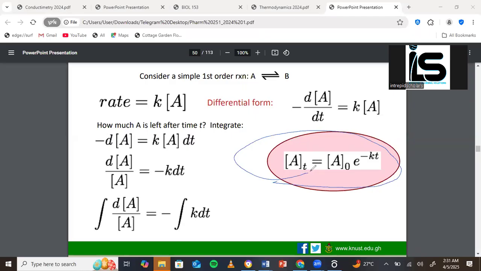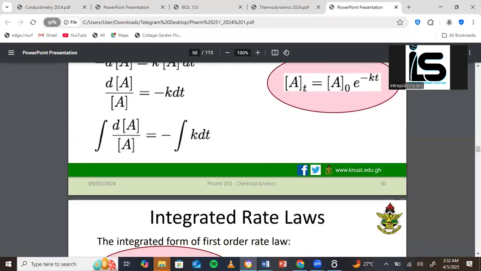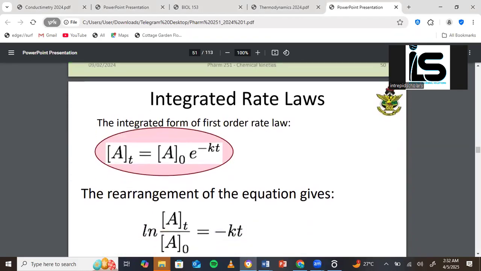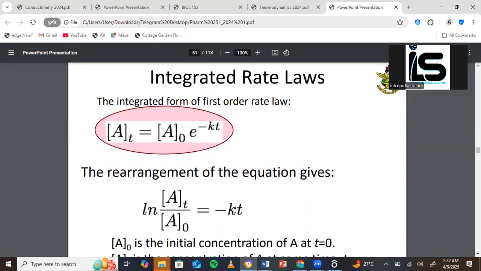Very important. The formula is A_t, that is the amount at any time t, is equal to A naught, which is the initial amount, times the exponential of negative kt. The k is the rate constant and the t is time. Very important for us to take note of. So for first order reactions, we need this formula, as I've said.